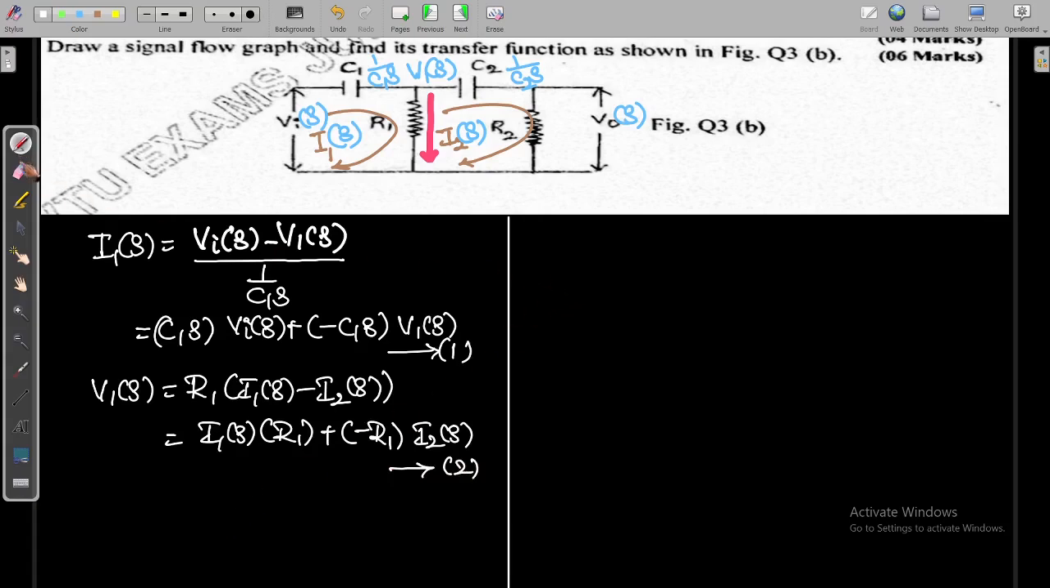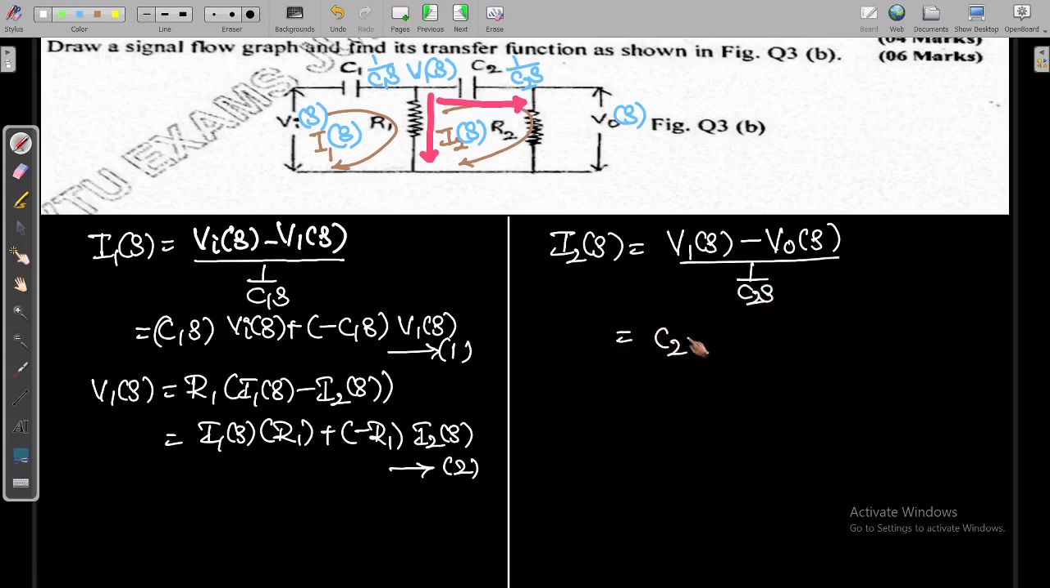Next we write another branch. In this branch the current will be I2 of S is equal to V1 of S minus V0 of S, whole divided by 1 by C2S. So you can rearrange it as C2S into V1 of S plus minus C2S into V0 of S. That is equation number 3.